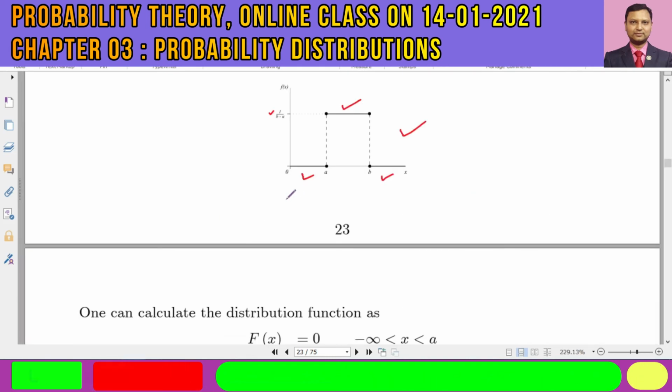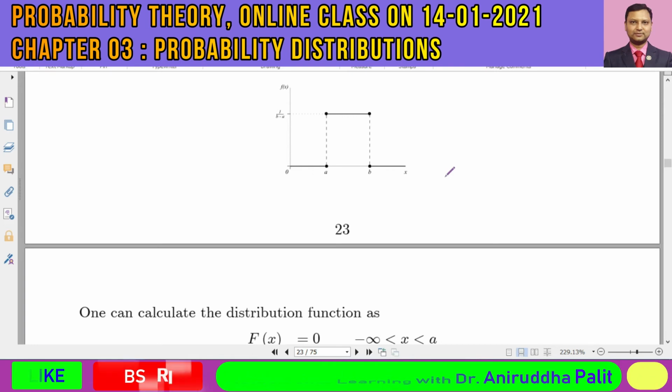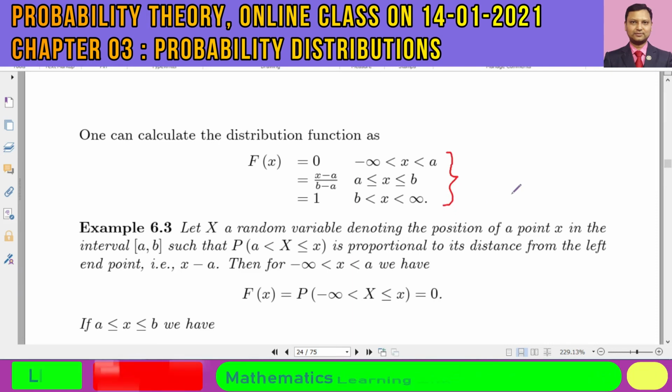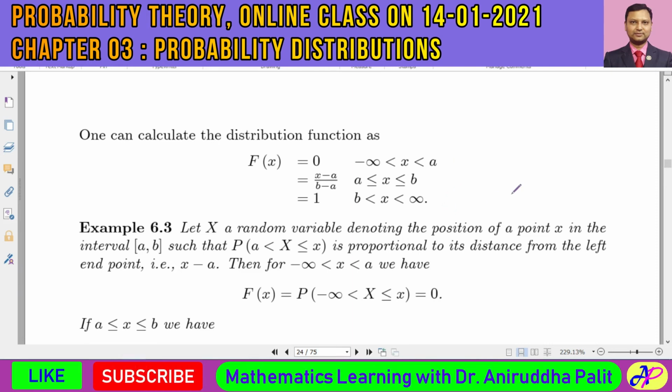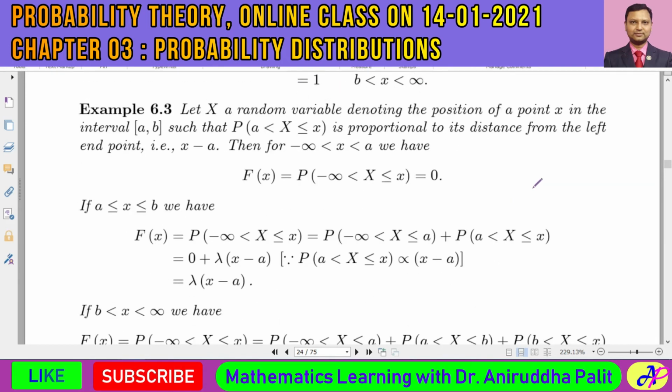So in this way, we get the density function of the uniform distribution, and you can easily check that this would be the distribution function of the uniform or rectangular distribution. Now, for an example, generally, where do we obtain this kind of distribution?